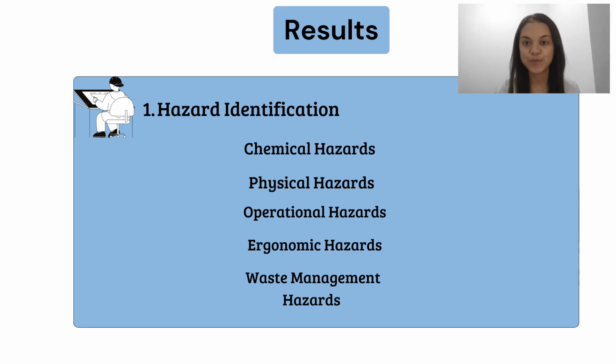Hi everyone, my name is Jessica Malana and I will explain the results of our paper based on our title. So the first one is the hazard identification. The first and most important phase in the HIRADC framework is identifying the hazards to avoid mishaps and guarantee safety. It entails methodologically identifying possible causes of damage in the lab environment.